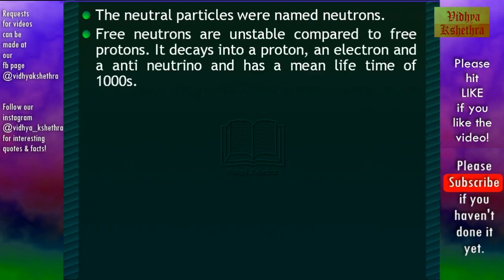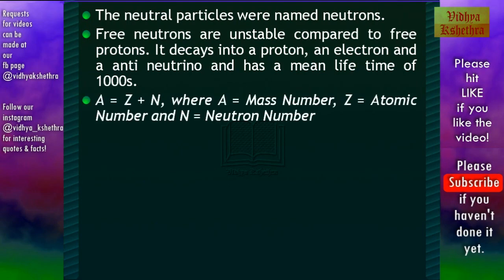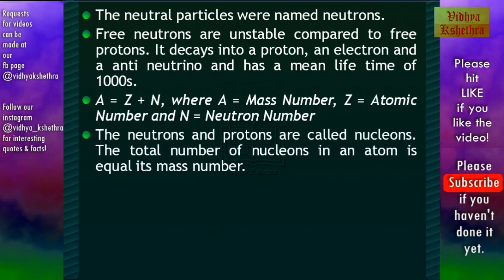Free neutrons are unstable compared to free protons. That is, it decays into a proton, an electron, and an antineutrino and has a mean lifetime of 1000 seconds. Now we can see the formula A = Z + N, where A is the mass number, Z is the atomic number, and N is the neutron number. Now the neutrons and protons are called nucleons, and the total number of nucleons in an atom is equal to its mass number.